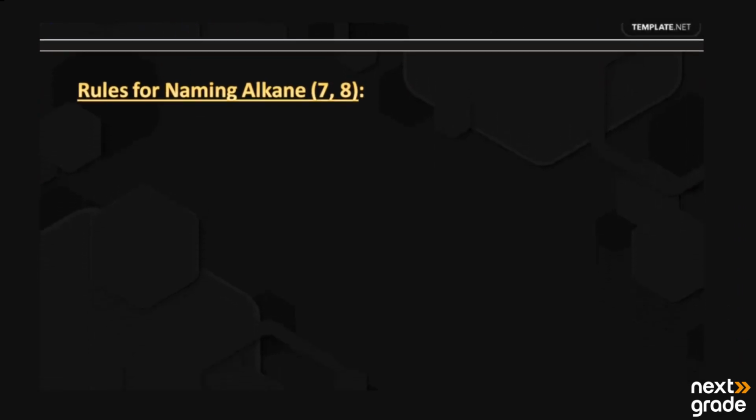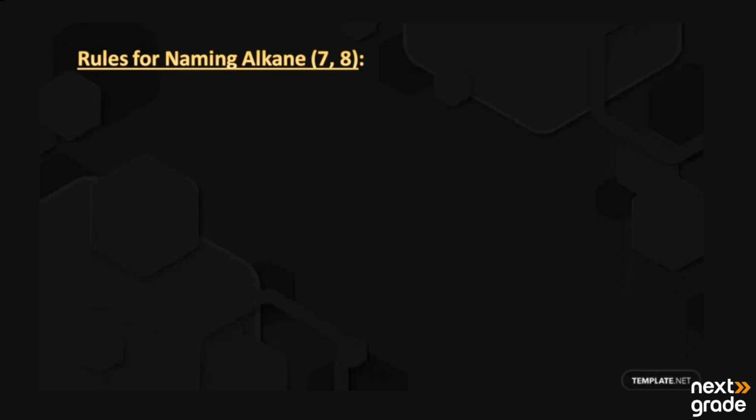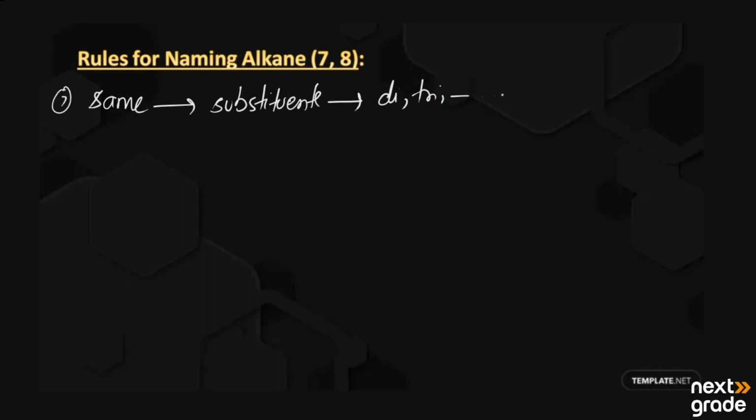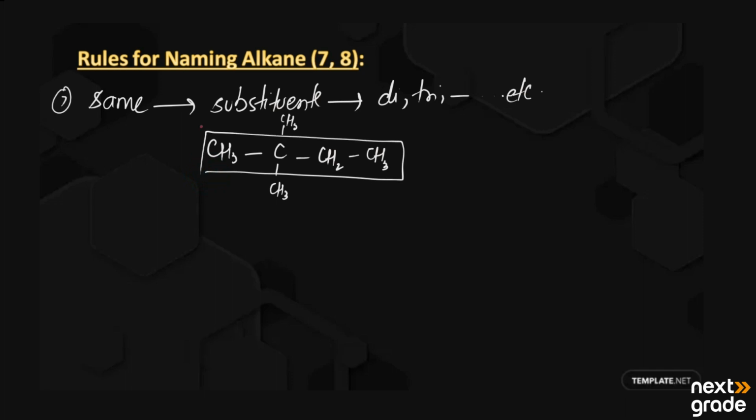After that we have the seventh and eighth rule for the naming of the alkanes. If the same substituent is present more than once, then we need to add the word di, tri and so on. Like 2,2-dimethylhexane. Like another example, if we have CH3C, it is having two substituents CH3 and CH3, CH2 and CH3. Here the parent chain is 4 carbons, starting from 1, 2, 3 and 4, and two substituents are present, CH3 and CH3. So we will name it as 2,2-dimethyl, and the parent name is butane.